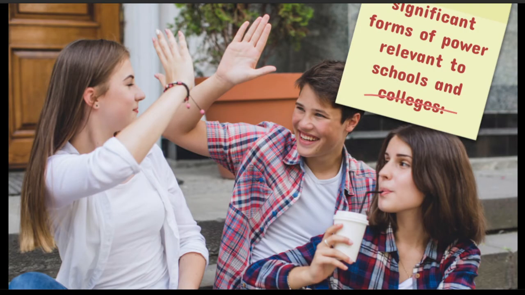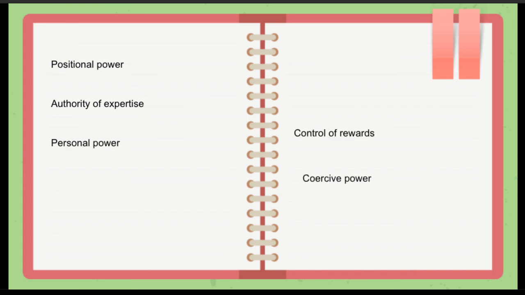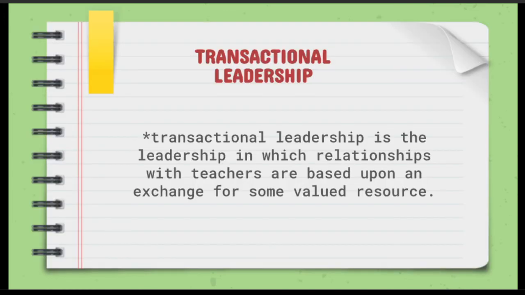There are significant forms of power relevant to schools and colleges. We have the positional authority of expertise, personal power, control of rewards, coercive power, and control of resources. These 6 forms of power, according to Bowman and Deal, Handy and Morgan, include physical, developing alliance networks, control of agendas, and control of meanings and symbols, control of boundaries, gender management, and so on. And the last one is the transactional leadership, wherein the relationship with teachers is based upon an exchange of a valued resource. So that's all.